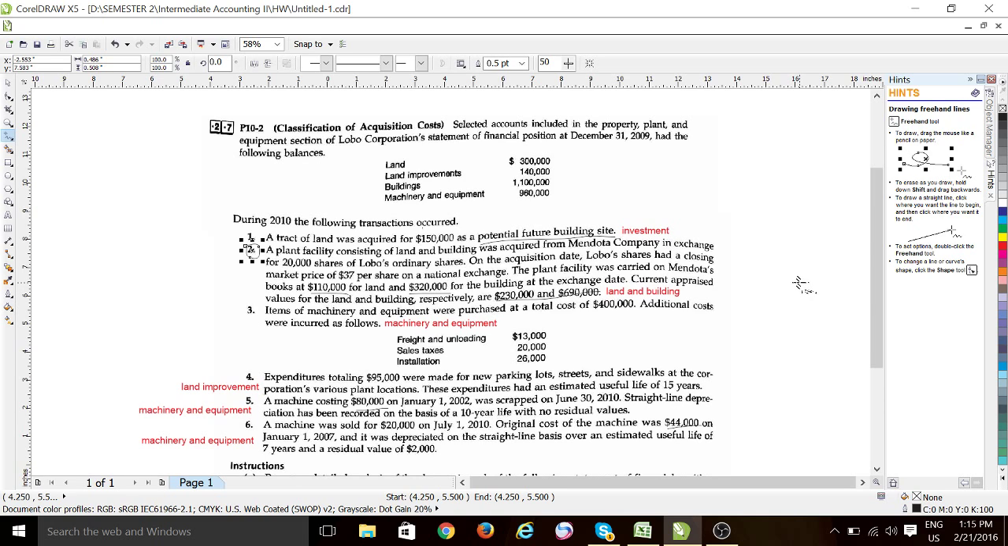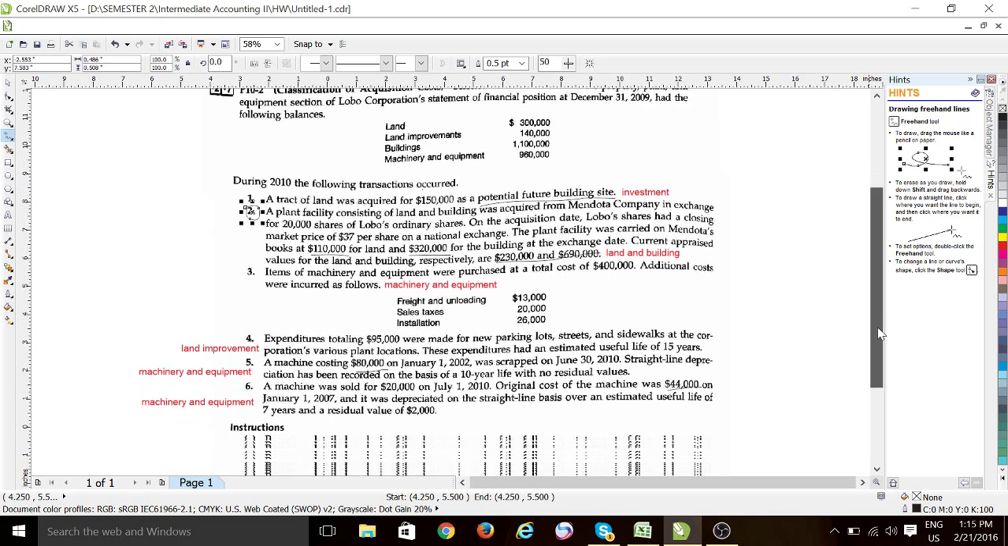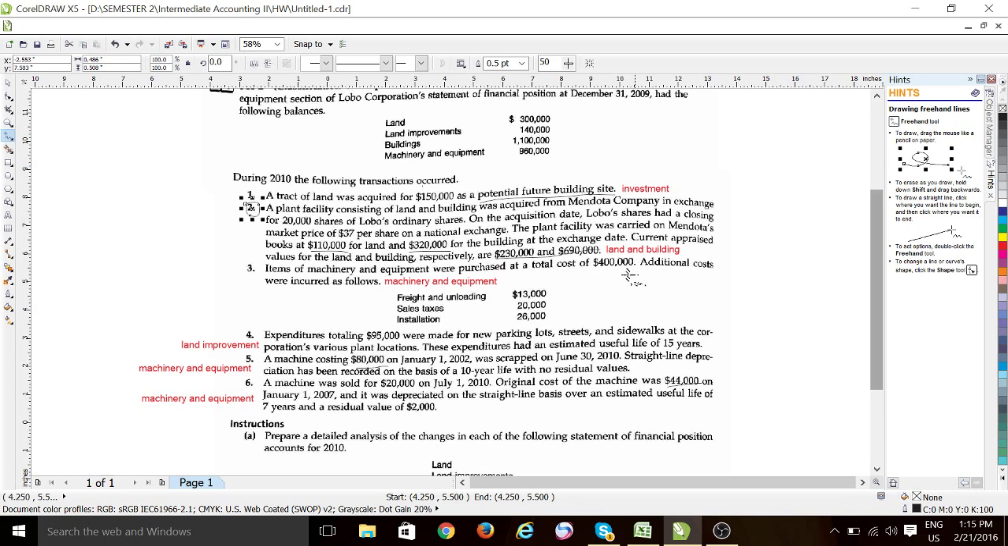Here, for the machinery and equipment, we purchase, also sold, and scrap. Purchasing machinery will add more values. The number 3 is purchasing machinery and equipment, and then the 5th and 6th transactions is a deduction where the machine is scrapped as well as sold.